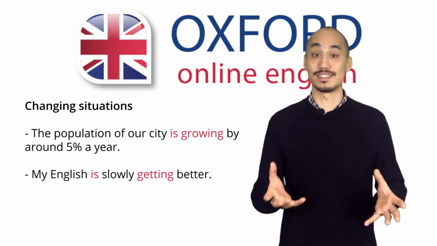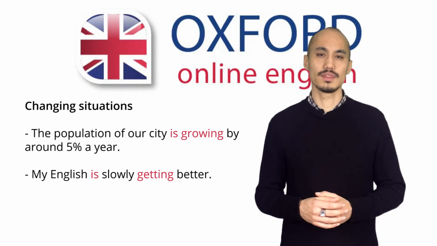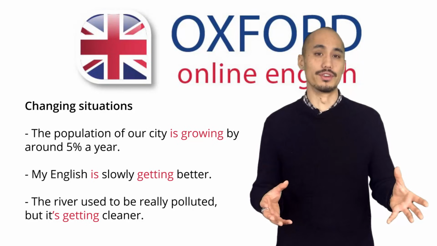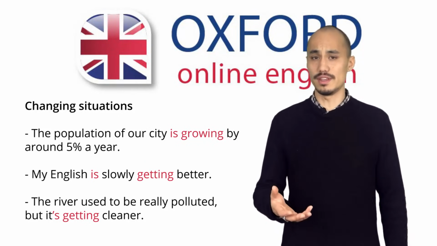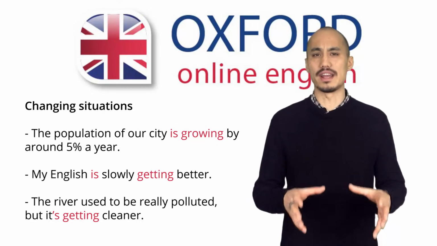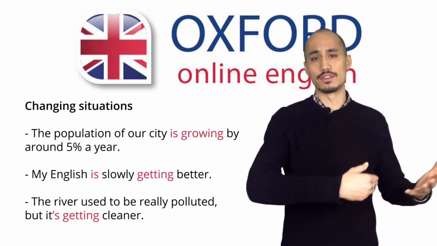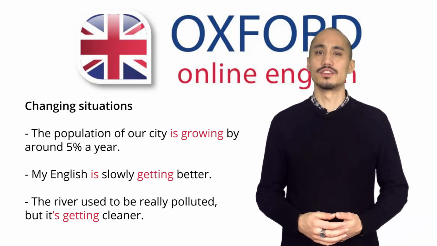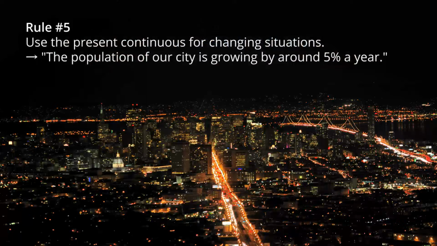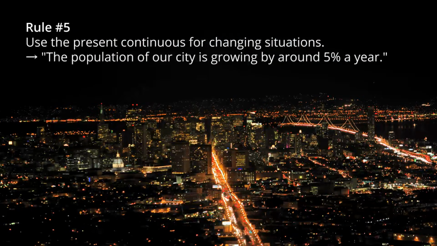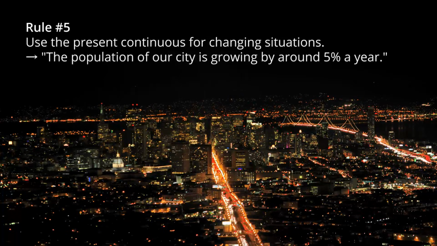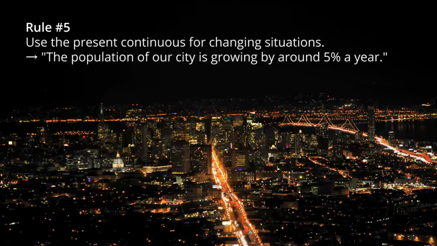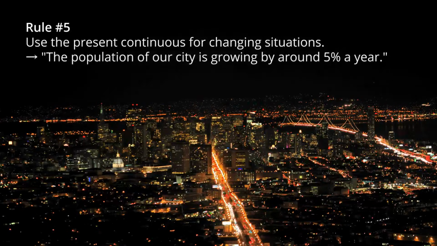My English is slowly getting better. The river used to be really polluted, but it's getting cleaner. In all of these examples, we're talking about a change which is happening over time and which will probably continue into the future. If I say, the population of our city is growing by around 5% a year, this means that I expect the population to continue growing, at least for the next few years.